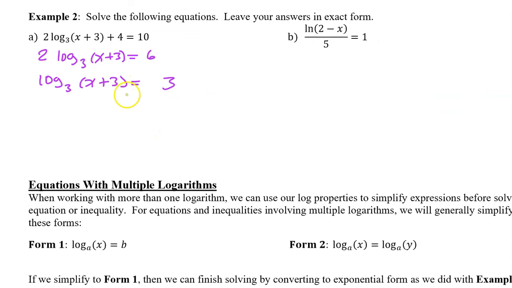Another way to think about it is we can cancel out a log base 3 with a base 3. So let's drop a base 3 on both sides of this equation. It's called exponentiating both sides of the equation. The base 3 and the log base 3 cancel each other out. So on the left side, we are left with x plus 3. On the right side, we have 3 to the 3rd power, which is 27. This is the same thing we would have gotten from the first method.